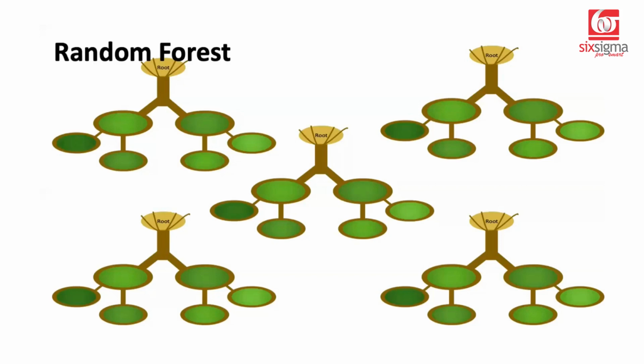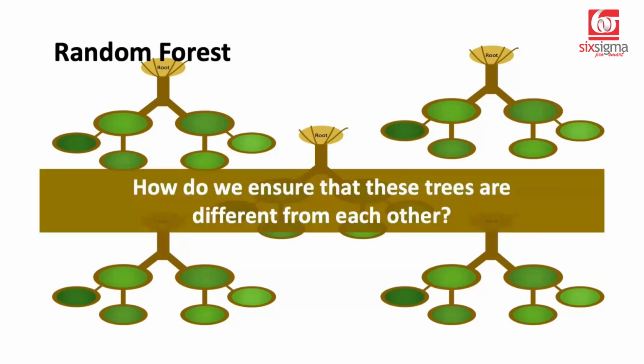But then the obvious question that arises is, if all the trees are identical, what's the point of making a decision based on their vote? Because all the trees are going to give us the same conclusion. So this is what we need to break. How do we ensure that these trees are different from each other? We also say that trees are less correlated, which means these trees are not necessarily in agreement all the time. They have a difference of opinion, and that is what makes your model stronger.